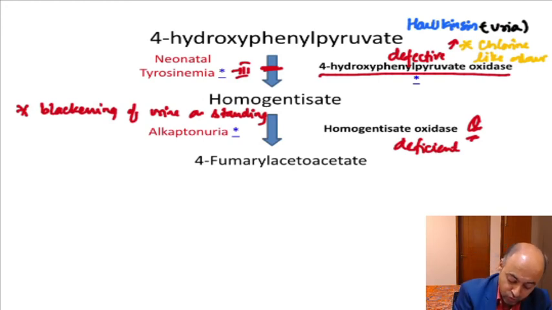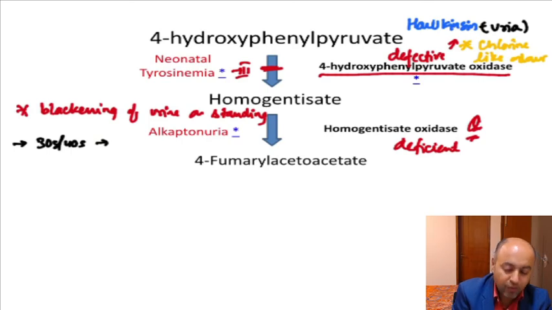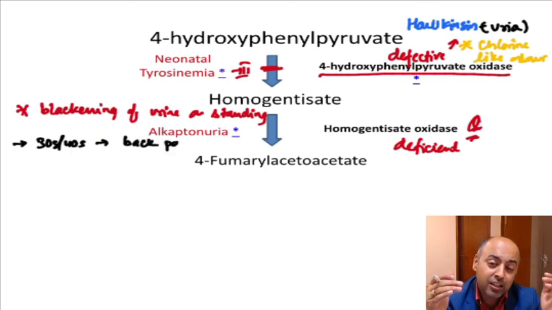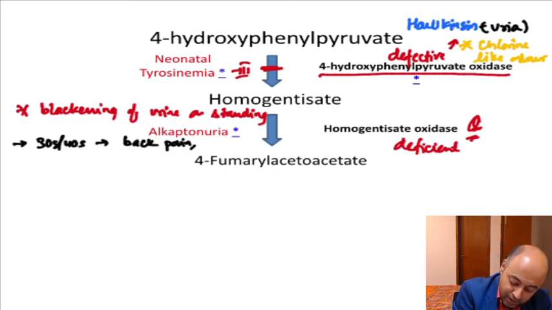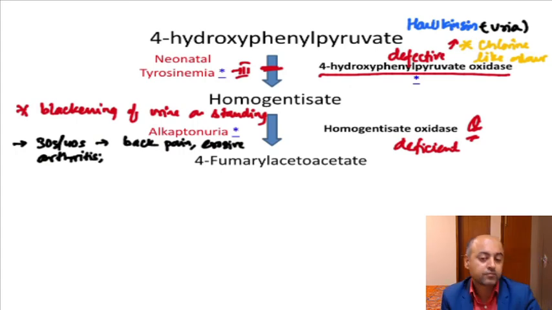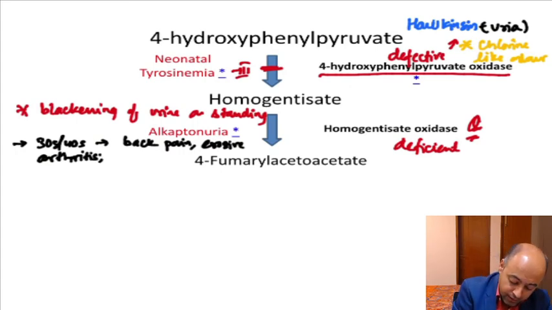In addition to this, you should note that patients may present later, at the age of 30s and 40s, with back pain. Why back pain? Because the damage is happening and the whole IVD has fused due to fibrosis. They will have arthritis, early onset arthritis. And the last very commonly asked question is, they will have what is known as ochronosis.